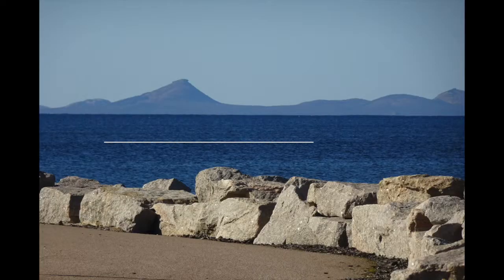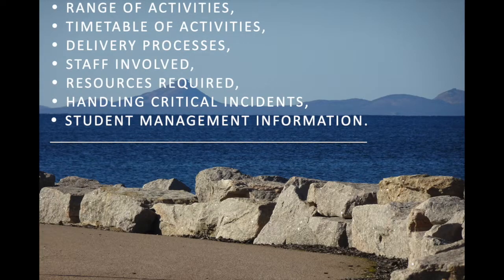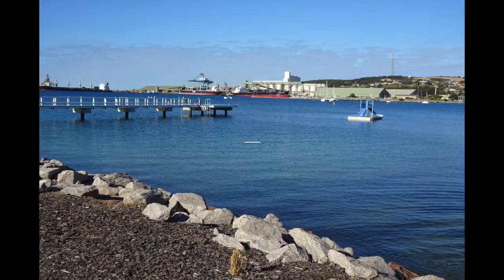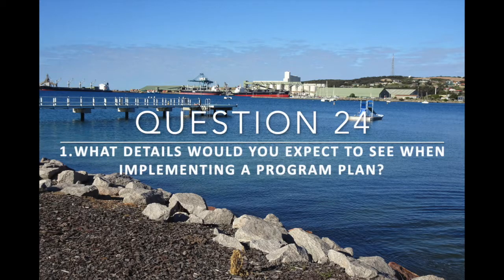Most programs are going to have a program plan. That's going to include things like the sort of activities in the program, the timetable of activities, the program delivery processes, staff involved in each part of the program, resources required for the program, information about handling critical incidents in the program, and student management information in the program. Question 24 asks the sort of detail that you would expect to find in a program plan.